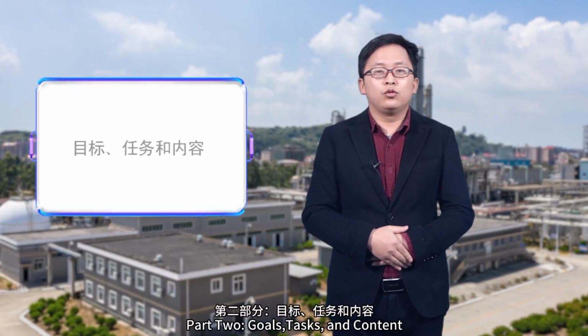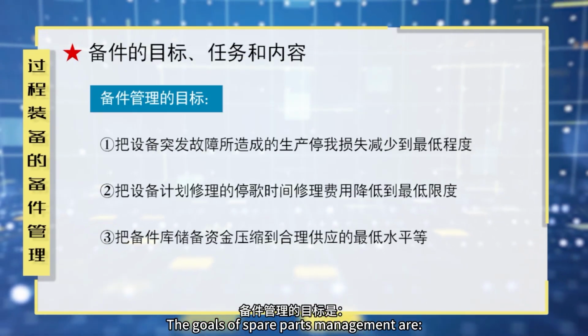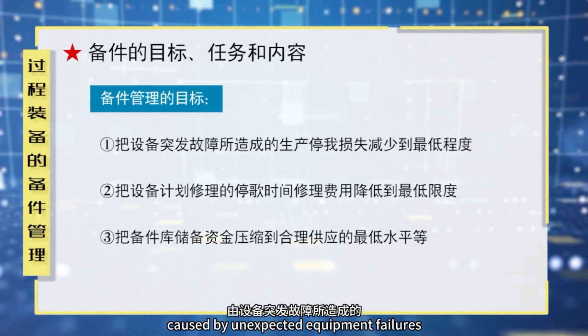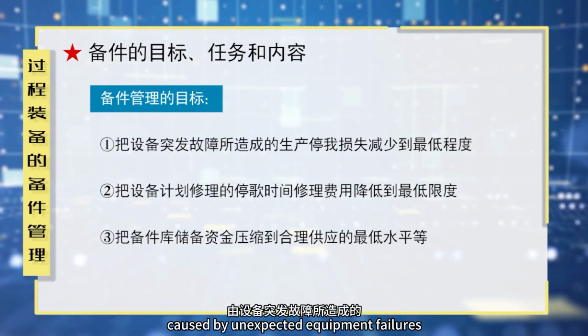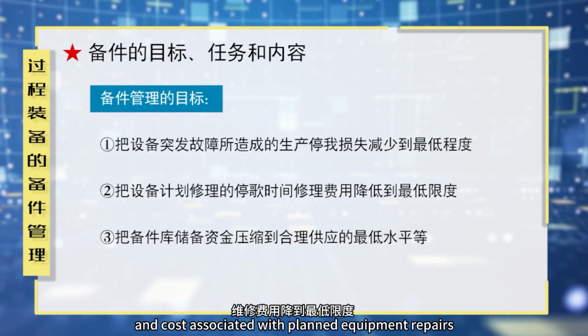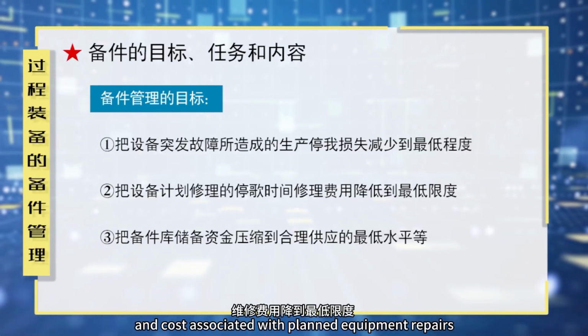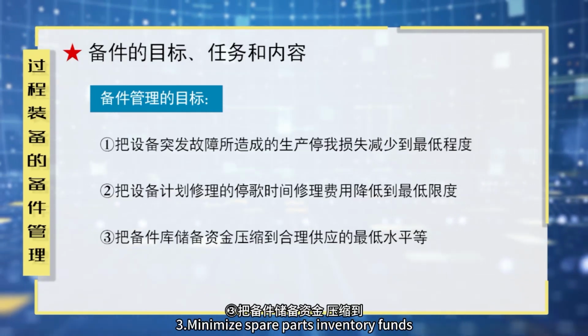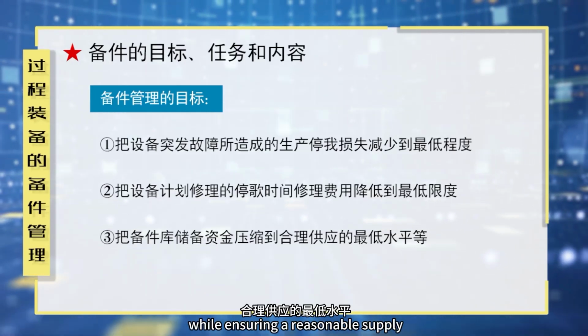Part 2 Goals, Tasks, and Content. The goals of spare parts management are: first, minimize production downtime losses caused by unexpected equipment failures. Second, minimize both the downtime and cost associated with planned equipment repairs. Third, minimize spare parts inventory funds while ensuring a reasonable supply.